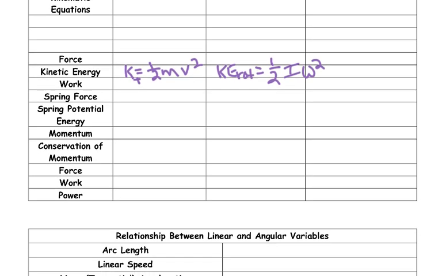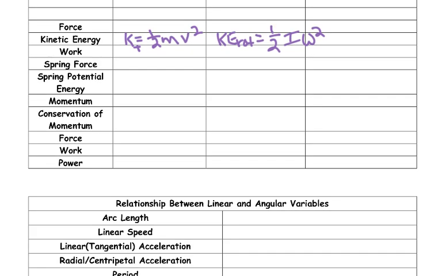All right, work, spring force, we'll talk about those next time. Spring potential energy, we're not going to worry about that right now. You're going to be talking about angular momentum today. So linear momentum is just mass times velocity. Angular momentum is represented with an L. And again, you just swap out the rotational inertia for the mass and angular velocity for the velocity here, okay?